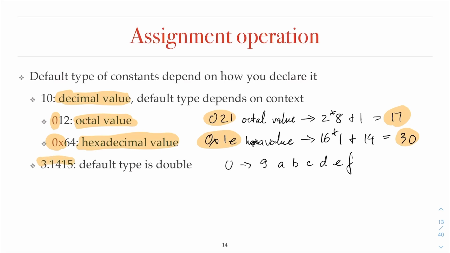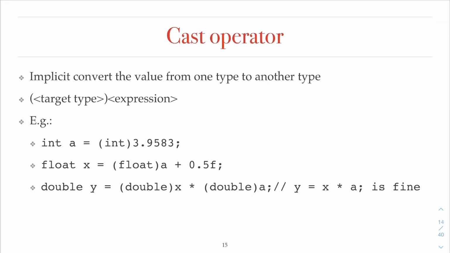Now when you write a real number like this, the default type you have is double, not float. Why is this important? Because it affects the accuracy of your program a lot. So to answer the second question, we will discuss the cast operators. In this language, I mean C++, it provides you the cast operator so that you can convert one type to another type. The syntax is that you have the target type enclosed in brackets, and then followed by the expression. In this example you see I'm casting this double number into an integer, and then the whole thing will be copied to a.